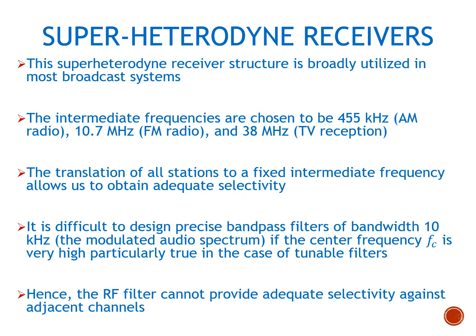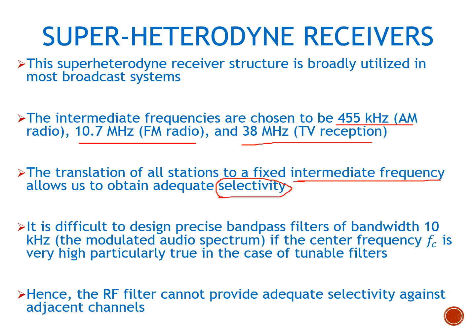This superheterodyne structure is broadly utilized in most broadcast systems. The intermediate frequencies generally used are 455 kilohertz for AM radio, 10.7 megahertz for FM radio, and 38 megahertz for TV reception. The translation of all stations to a fixed intermediate frequency allows us to obtain adequate selectivity. When we tune all the stations to this fixed intermediate frequency, the stages, amplifiers and filters that follow need to be tuned to a single IF frequency.